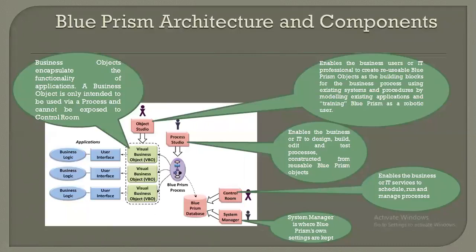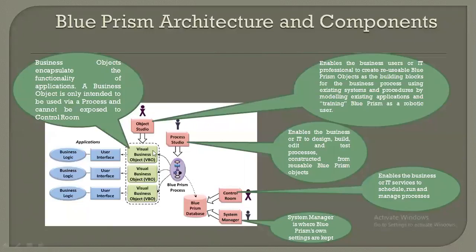Here you can see a couple of areas, like Studio. The Studio has an Object Studio, and the second one is Process Studio. And there is one thing called Control Room, where you will configure all your robots and associate your process to execute it. One more thing is System Manager, where you will configure all the users and the administration-related things.